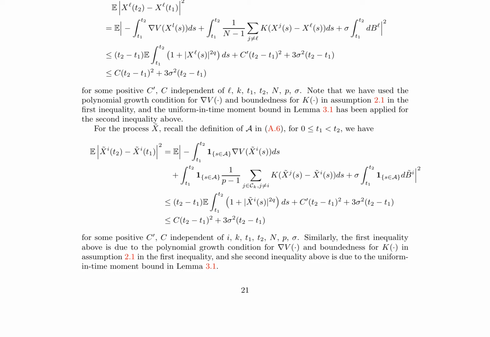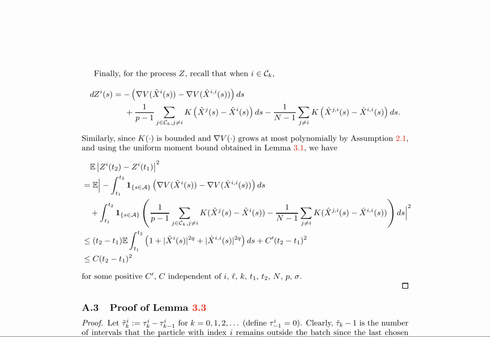For x, the expectation of the squared difference between x^i(t2) and x^i(t1) is bounded by C((t2 - t1)^2 + 3σ^2(t2 - t1)), where C is a positive constant independent of i, k, t1, t2, N, p, and σ.